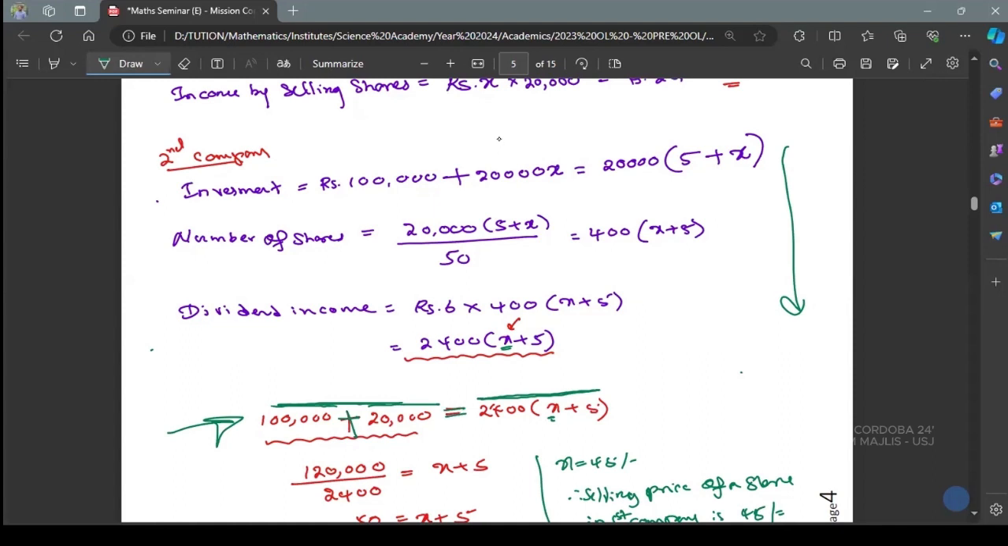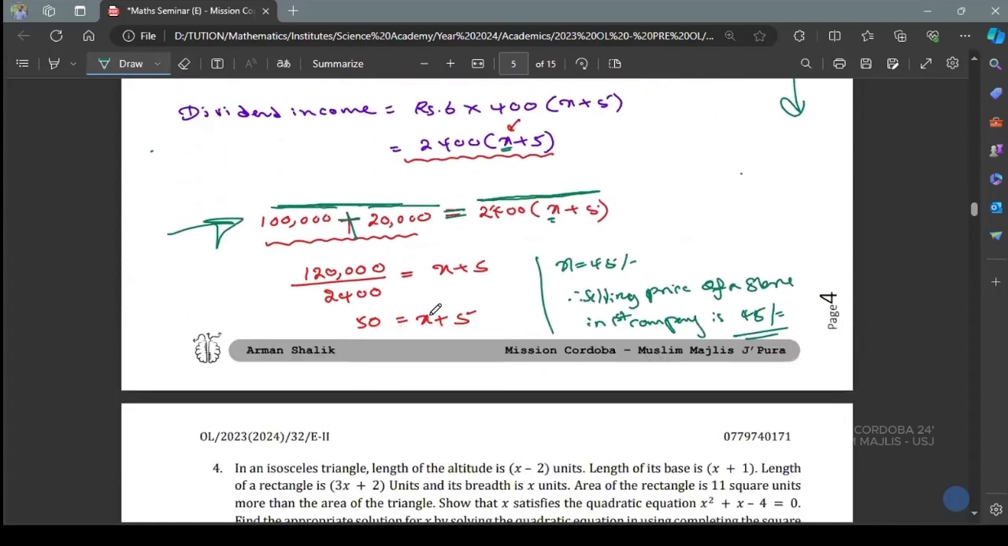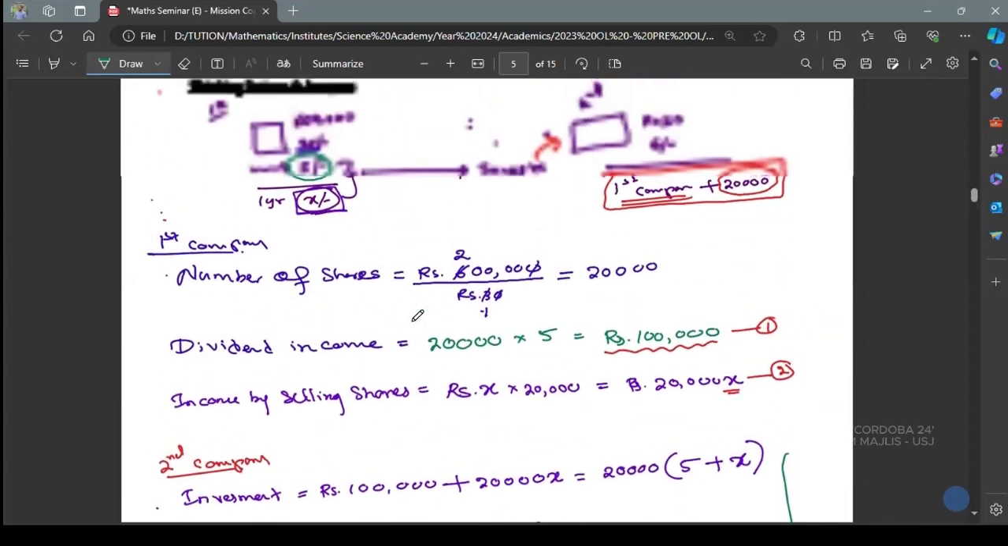So by solving this, you can calculate the value of X. What is X? The selling price of a share in the first company.